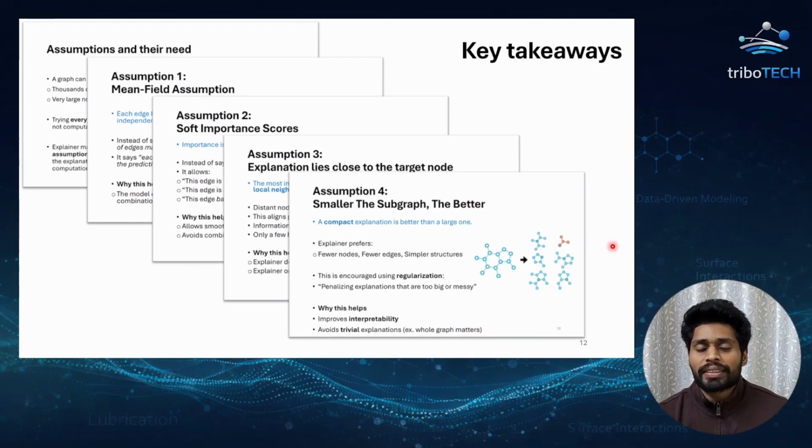So this is it in this video. We first discussed what assumptions in an explainer are and why they are required, and then we discussed different assumptions like the mean field assumption, soft importance scores, explanation lies close to the target node, and the smaller the subgraph, the better. We looked at the pros and cons of each of them. I hope you now have a good understanding of how different assumptions work in explainers.